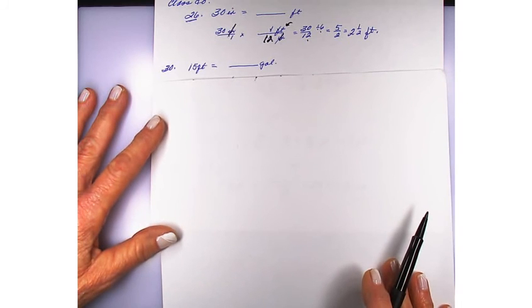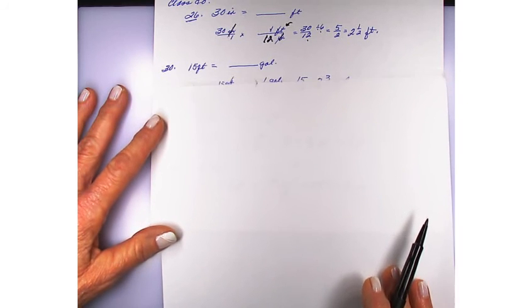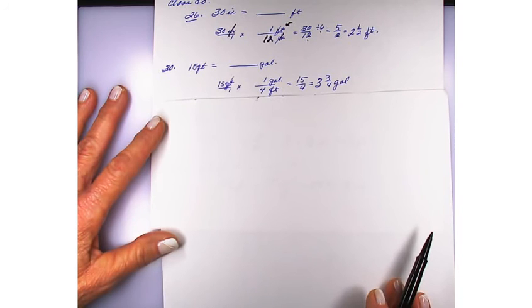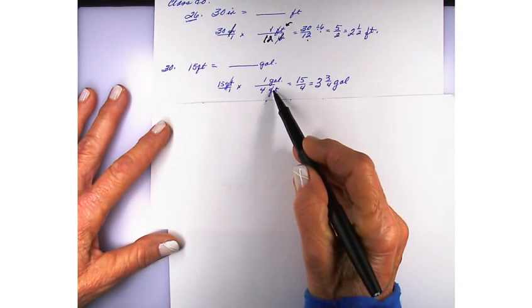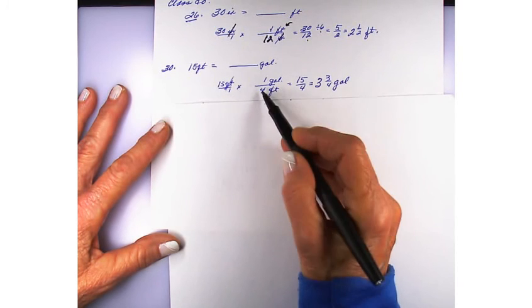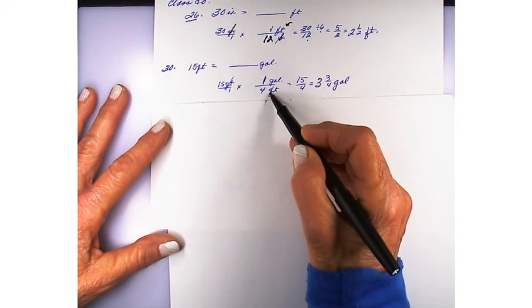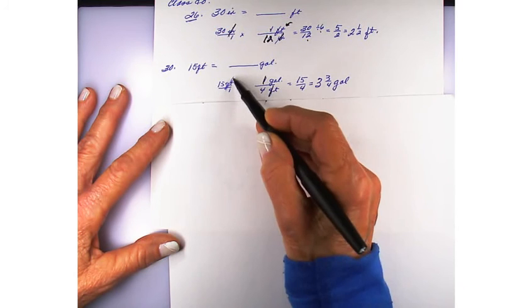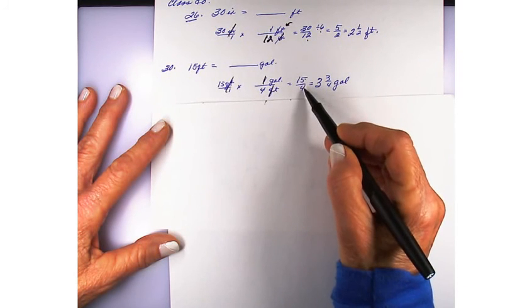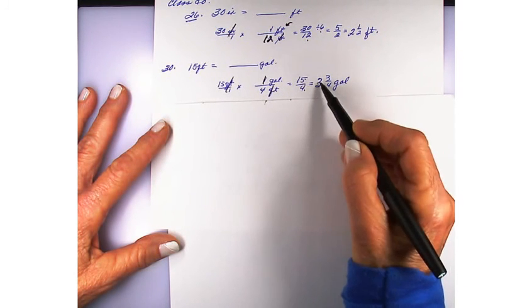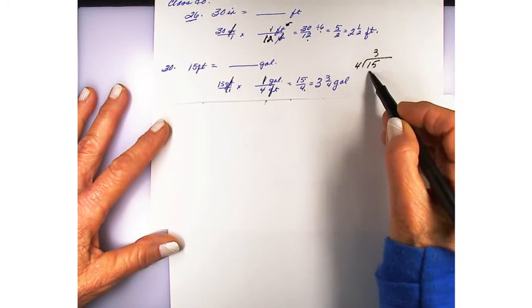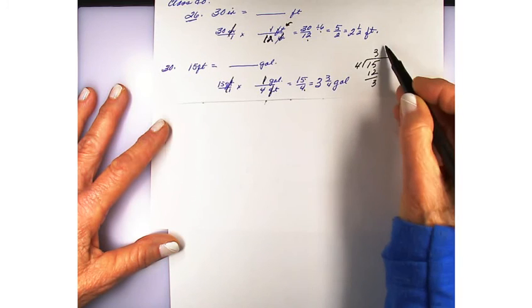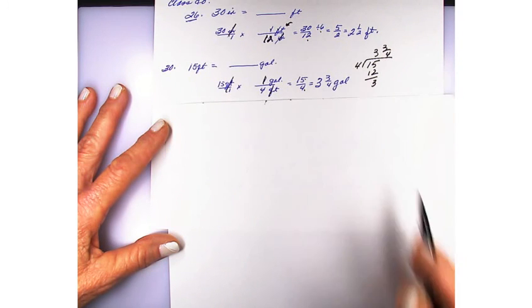15 quarts equals how many gallons? We want to get rid of quarts. So there are 4 quarts in 1 gallon. The quarts cancel. I have 15 over 4. When I divide 4 into 15, it goes 3, 12, remainder 3, and I have 3 3/4 gallons.